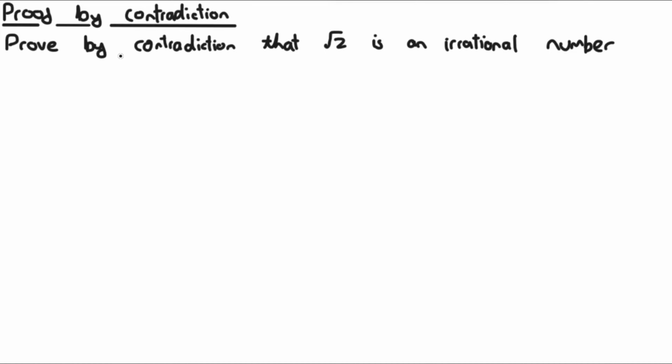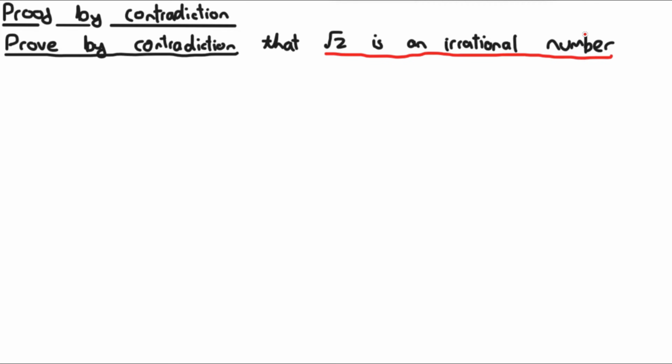So this video is on proof by contradiction. Proof by contradiction is a really powerful type of proof. Here's an example question where we need to prove by contradiction that root 2 is an irrational number. For any question, it will directly tell you to use proof by contradiction, and then it will give you a statement that you need to prove by proof by contradiction.